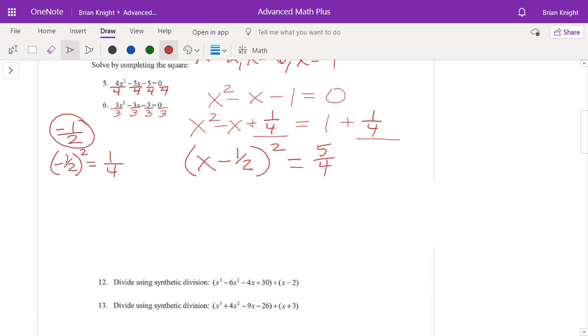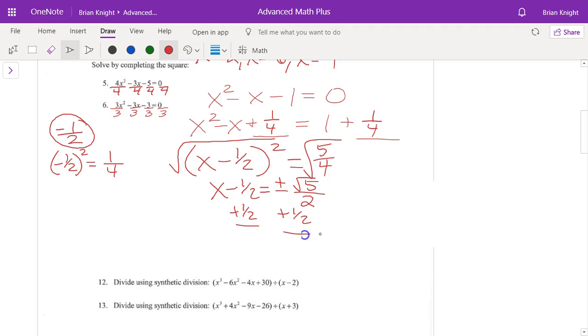Two more steps. What are we going to do next? Take the square root. x minus 1/2 equals plus or minus square root of 5 over square root of 4. Does 5 have a square root? No, so just square root of 5. Square root of 4 is 2. Add your 1/2 over. And there's your answer: 1/2 plus or minus the square root of 5 over 2.